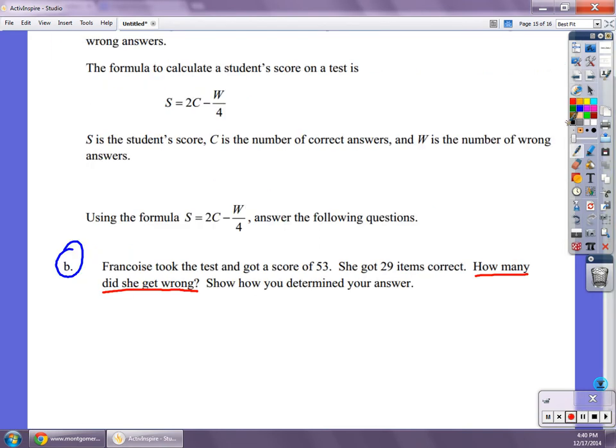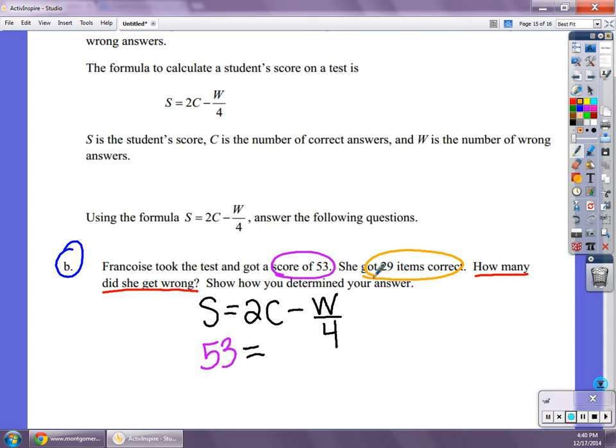I'm going to copy our formula again: S equals (2C minus W) divided by 4. Again, we want one variable, so let's see what we can replace. We know that Francois got a score of 53, so I'm going to replace our S value with 53. We also know that Francois got 29 items correct, so that's in for C. So we have 2 times 29, and we still have that minus W over 4.